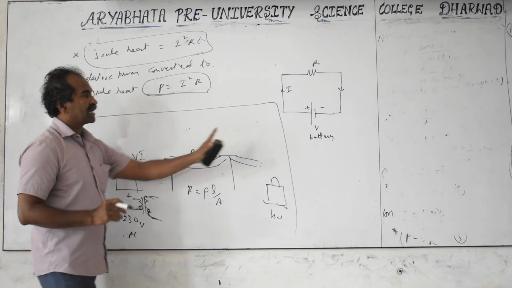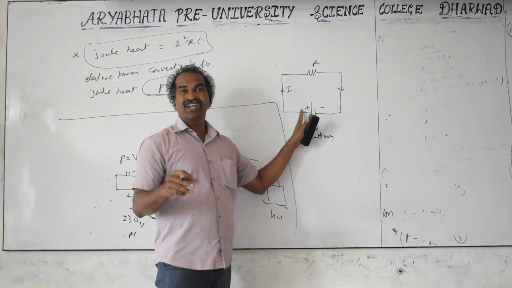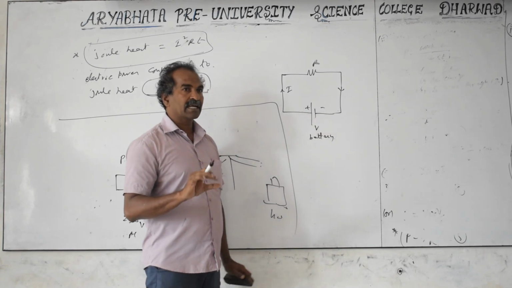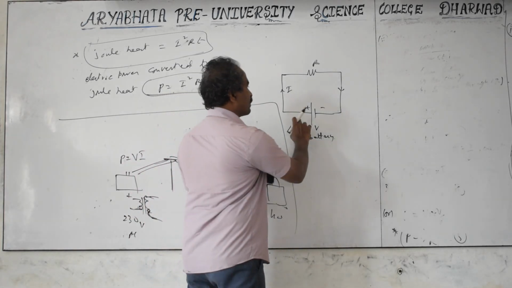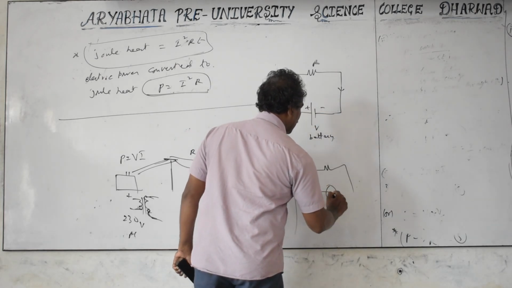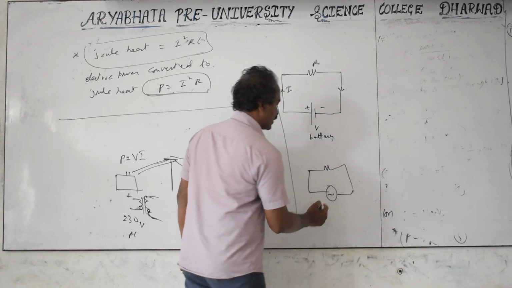For a battery, there is always a fixed direction, a linear direction of current, one direction only. Plus and minus are fixed terminals. For AC current, it's not like that. Alternately it is plus, minus. AC current will be like this. In India we have AC current, plus minus.